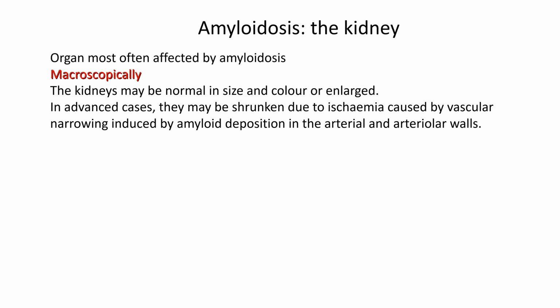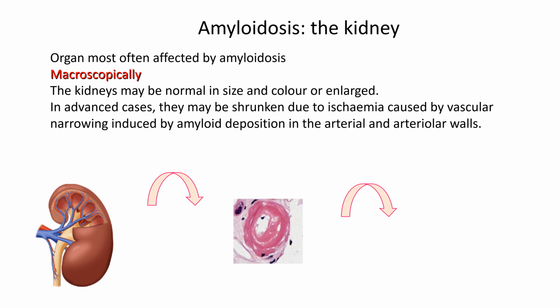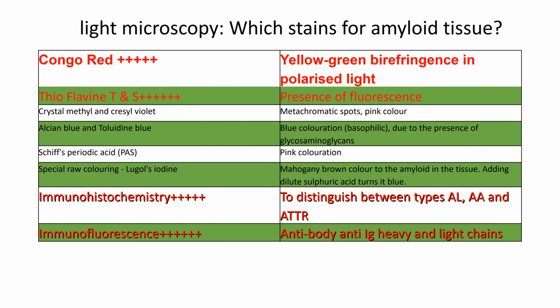Macroscopically, the kidneys may be normal in size and color or enlarged. In advanced cases, they may be shrunken due to ischemia caused by vascular narrowing induced by amyloid deposition in the arterial and arteriolar walls. In light microscopy, stains such as hematoxylin-eosin or Masson's trichrome can alert us to the presence of an amorphous eosinophilic substance. But diabetes can give a similar image.